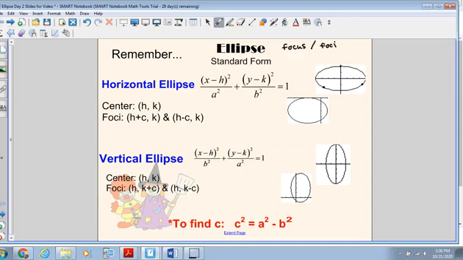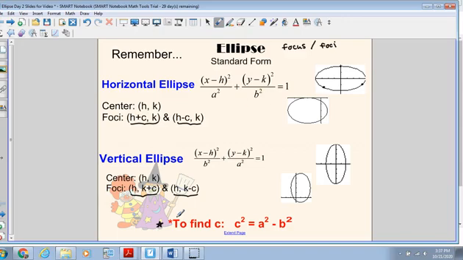And we have a way to find the foci. For a horizontal ellipse, our foci are the coordinates (h plus c, k) and (h minus c, k). For a vertical ellipse, we have (h, k plus c) and (h, k minus c). Well, you may be wondering, where did c come from? We already have an a value and a b value, and to find the c value, we use this relationship right here: c squared equals a squared minus b squared. You may be thinking that looks familiar because it looks an awful lot like the Pythagorean theorem, but the Pythagorean theorem has a plus in it, so don't go using a plus for this one.